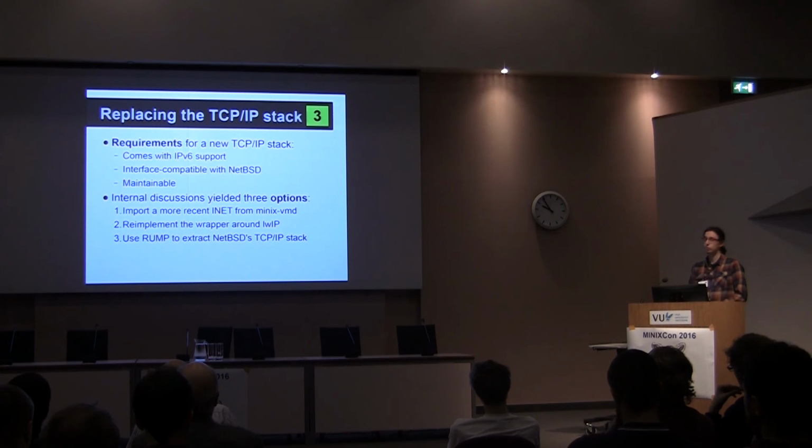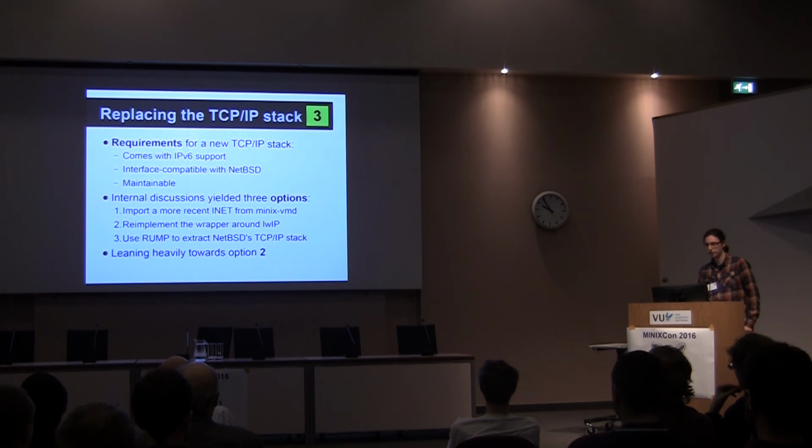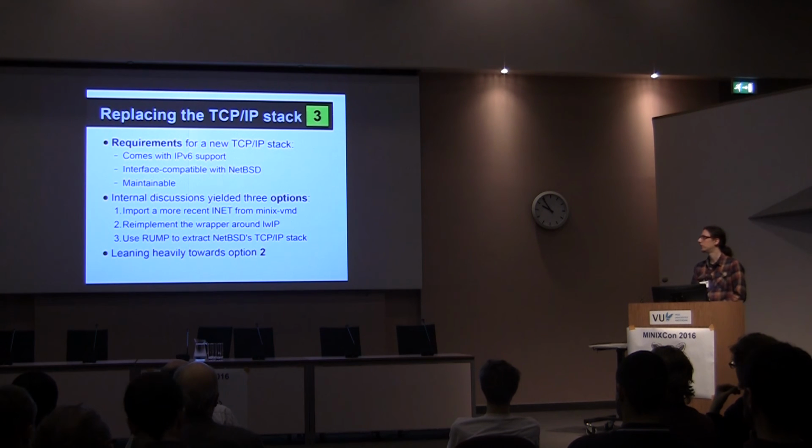Third option would be to use rump to extract the NetBSD TCP/IP stack and put that into its own service. And unfortunately, this is something that, even though it would be very cool, there are a lot of unknowns associated with that. We don't have rump working right now, and we don't know how feasible it would be to do that. So right now, I am leaning heavily towards option 2: to use lightweight IP and re-implement the wrappers in order to work with the new socket driver abstraction and with the NetBSD interface.